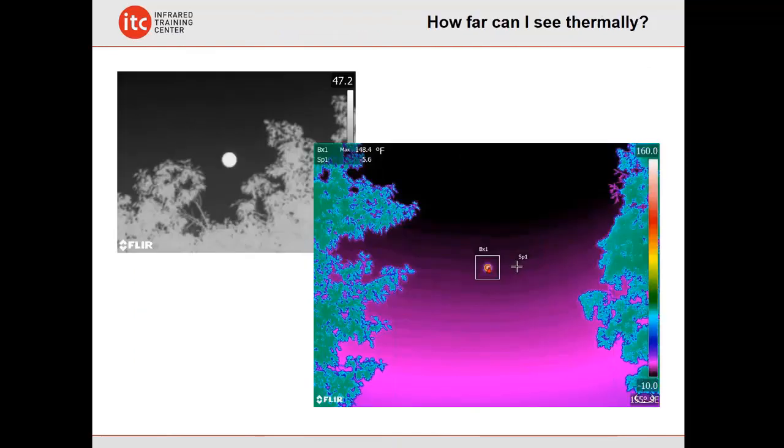Resolution is a big thing that we talk about in our level 1 thermography training classes. How far away can we see with an infrared camera? Well, you really can see as far as you want. It just depends on the size of the object and the resolution of your particular thermal imager.